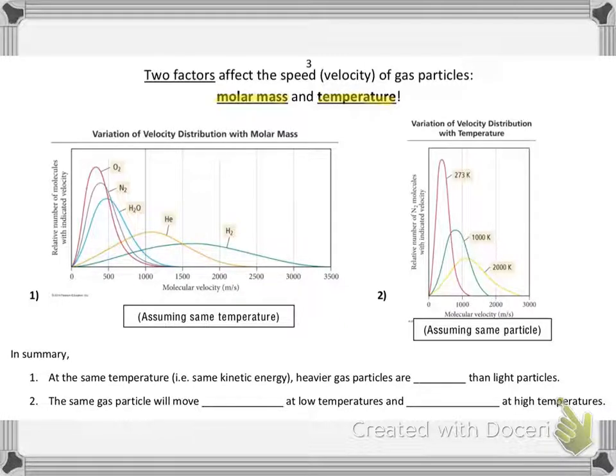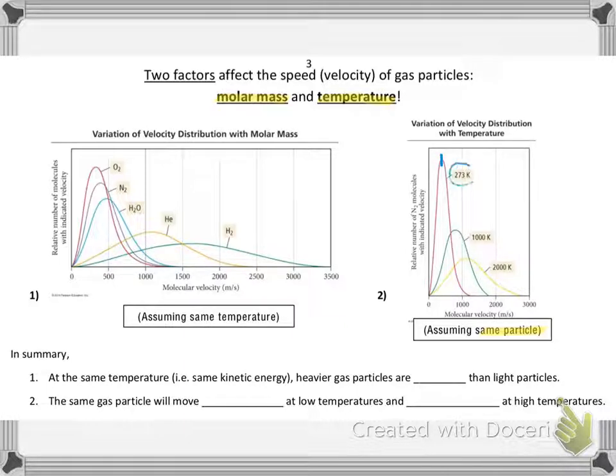Let's talk about temperature first, because, okay, so this graph, we're looking at the second graph, and we are assuming we are taking the same particle, and we're comparing it at different temperatures. This is a Maxwell-Boltzmann distribution curve, but remember, you're just looking for the average, because they're going to be variable, but we're looking at the average.